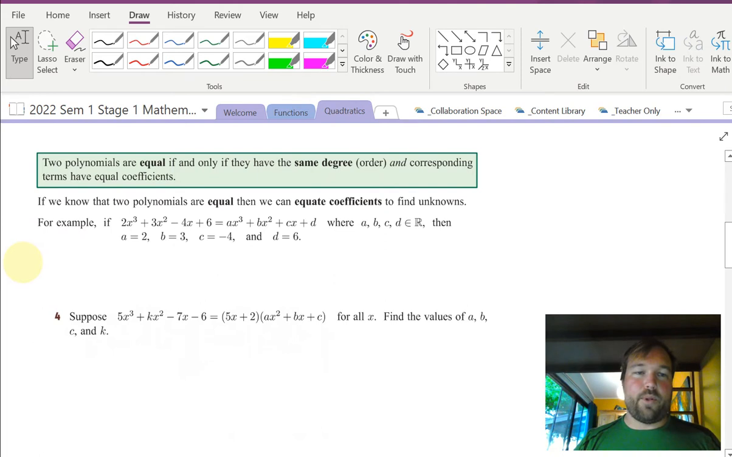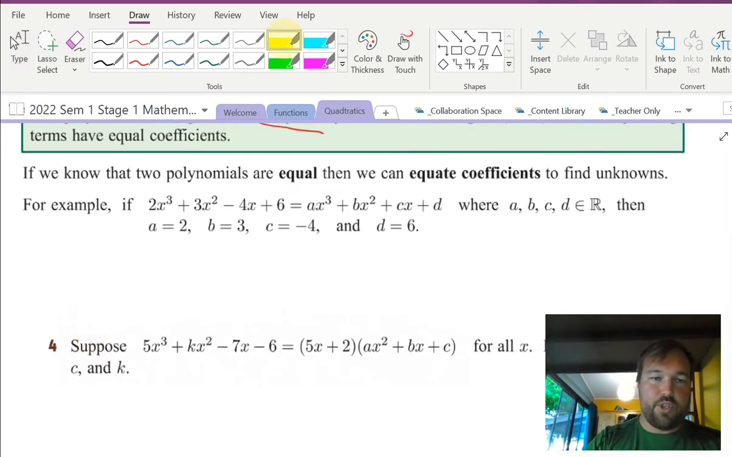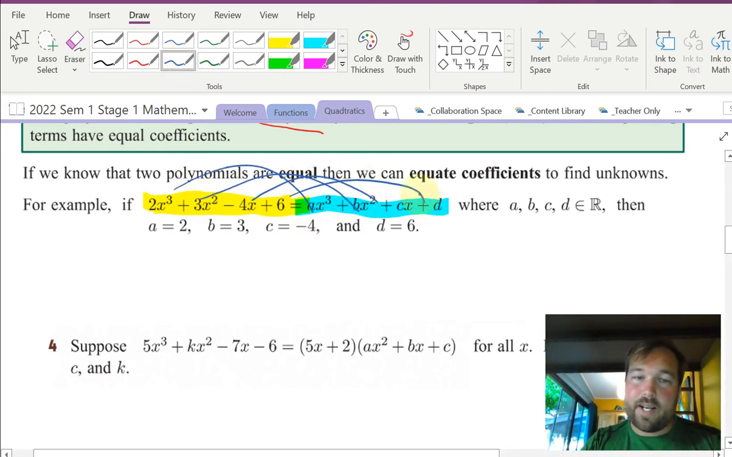key points about polynomials. Two polynomials are equal if and only if they have the same degree and corresponding terms of equal coefficients. So what this means is that if you have x cubed plus 3x squared minus 4x plus 6 equals this, you can read off the letters. You can solve all of them by pairing them off, which is pretty neat.